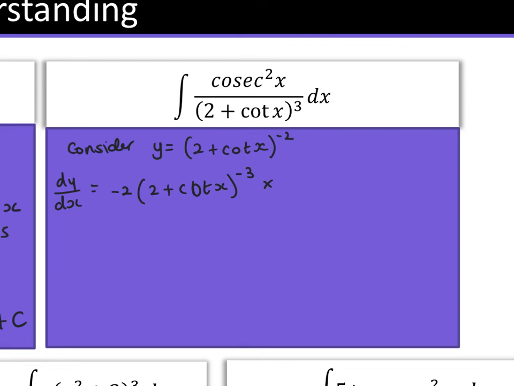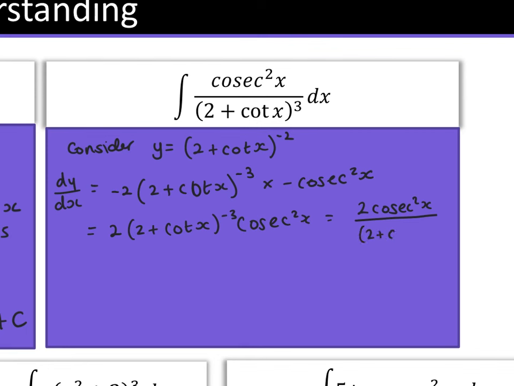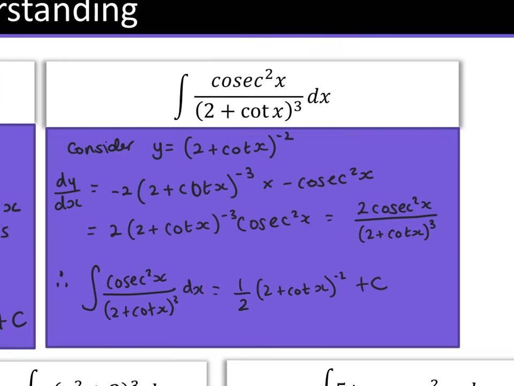Now, 2 differentiated is nothing. Cot of x differentiated is in fact minus cosec squared x. Now, it gives you this in the formula book as well. So I'm then going to get plus 2 lots of (2 plus cot x) to the power of minus 3 cosec squared x, which I can rewrite as 2 cosec squared x over (2 plus cot x) to the power of 3. So if I have a look at this, I've got 2 lots of this. I actually want 1 lot, so I need to half what I originally considered. So therefore, the integral of cosec squared x over (2 plus cot x) all cubed with respect to x equals a half of (2 plus cot x) to the power of negative 2 plus our constant of integration, c.